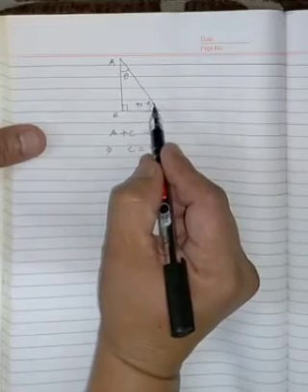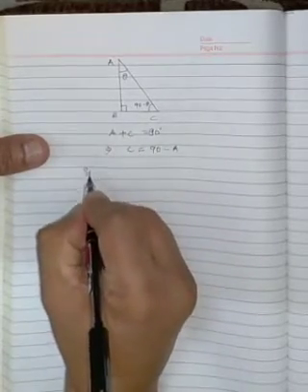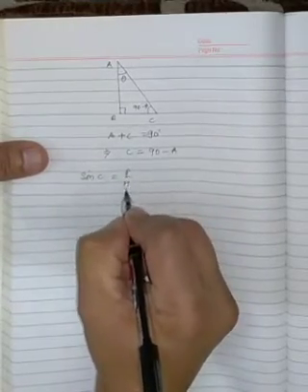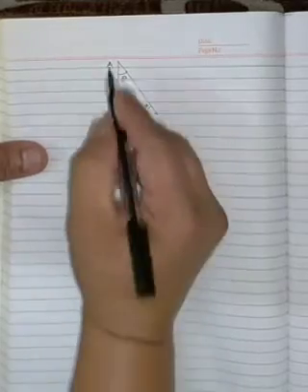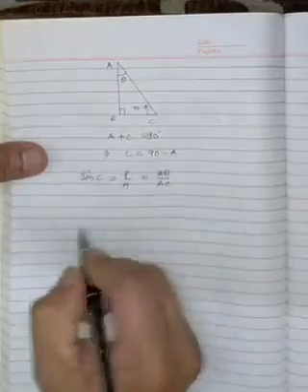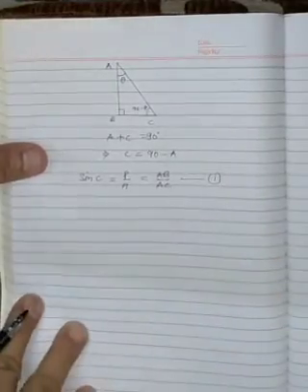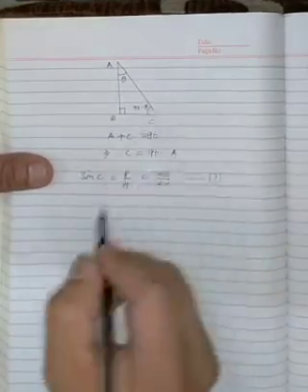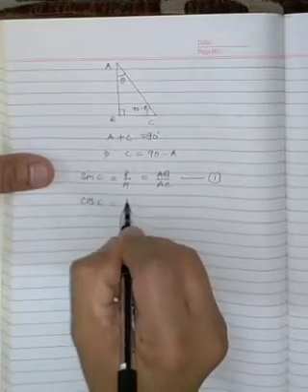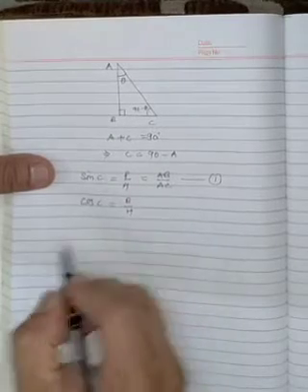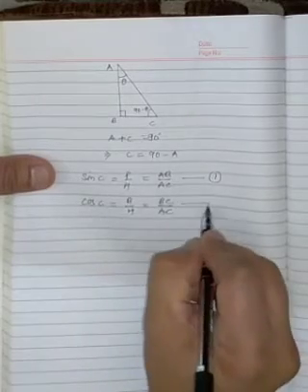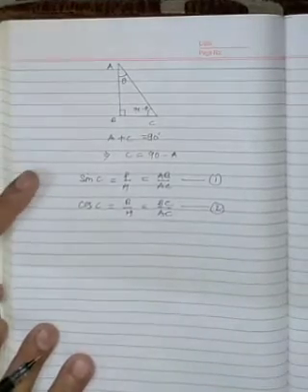So if we consider base angle C, then sine C will be equal to perpendicular upon hypotenuse, which is equal to AB upon AC. Let this be our first equation. Again, for the same base angle C, we will find out cos. So cos C, which is equal to base upon hypotenuse, that is equal to BC upon AC. That will be equation number 2.